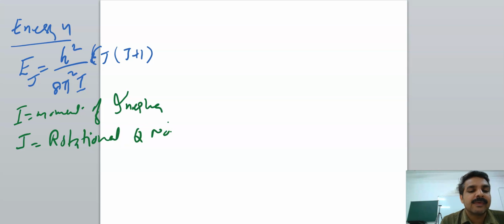That is, energy levels are quantized by the quantum number j, and j can have values 0, 1, 2, 3, etc. up to infinity. As many numbers are possible. And this is the equation for the energy of a rigid diatomic rotator, and this energy is in joules.